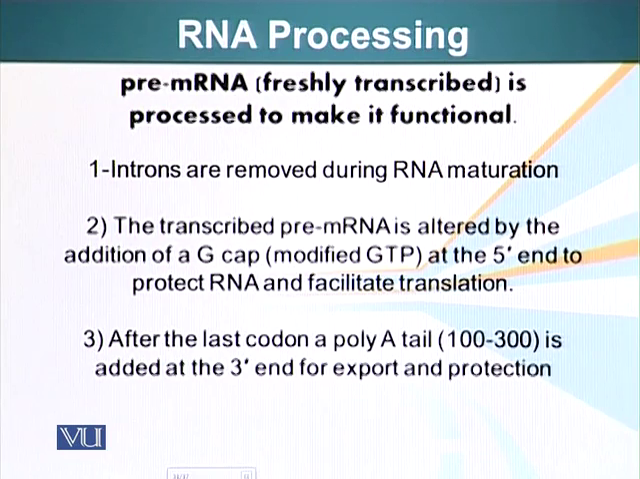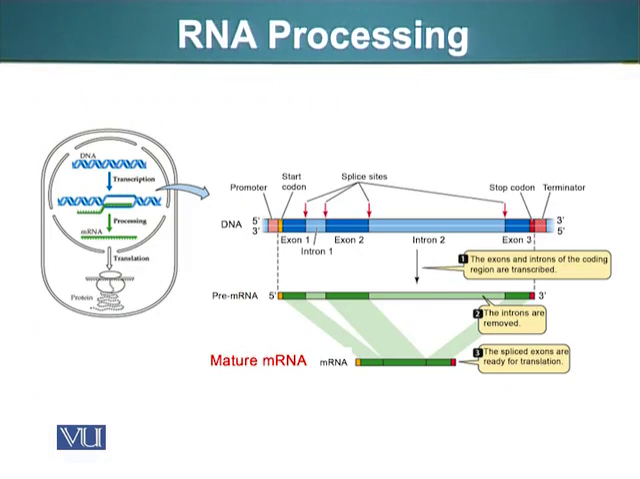The third change that happens in RNA is that after the last codon is added, a poly-A tail of about 100 to 300 nucleotides is attached to the 3' end. The function of this tail is to facilitate export of messenger RNA to the cytoplasm, and this also protects messenger RNA from degradation. So let's first look at what introns are and how they are removed.